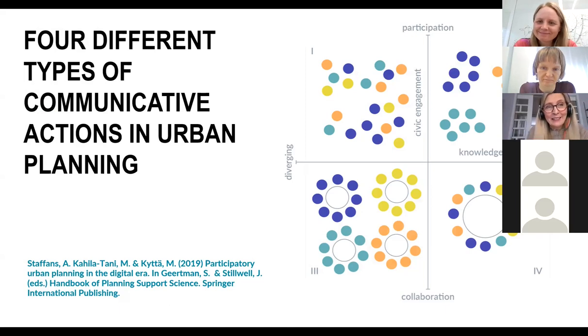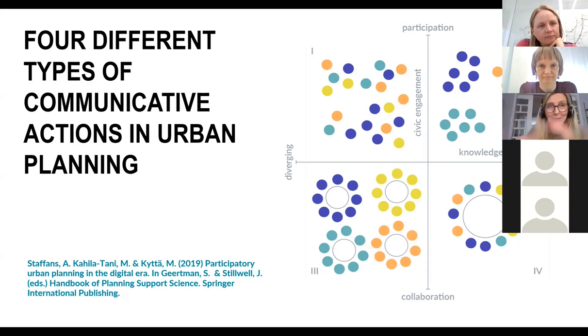And my colleagues, Aija Staffans and Marit Kahila, did a very nice model where they first differentiated between participation, that is perhaps this large-scale representative participation, and collaboration that is more intensive, maybe solution-seeking activity in smaller groups. And then they also defined diverging and converging knowledge needs. Sometimes in the planning process, there is need to open up to new diverse knowledge. Other times there is this strong need to converge knowledge, to put it together and find some solutions.